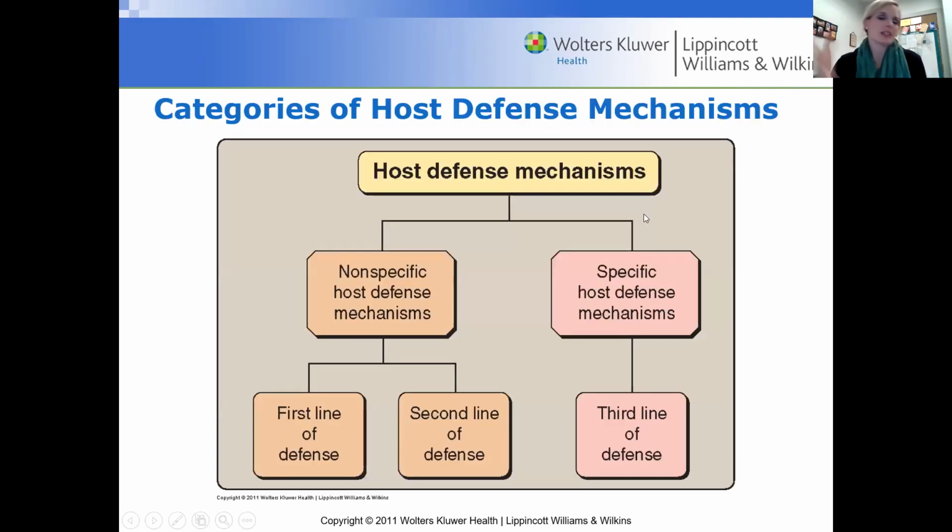All right, so just again, another breakdown of our host defense mechanisms. We have non-specific and specific. Our non-specific host defense mechanisms are going to include our first and second line of defense, which we'll look at in this chapter. And then our specific is going to be the third.